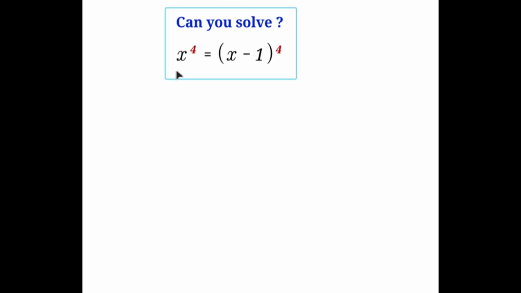We want to solve this equation: x to the power of 4 equals x minus 1 to the power of 4.